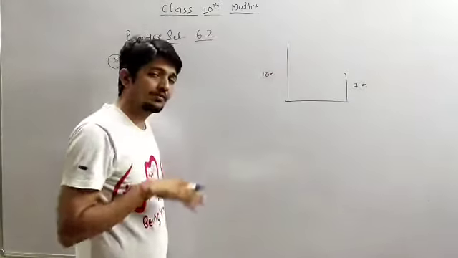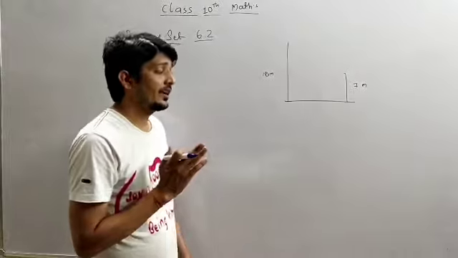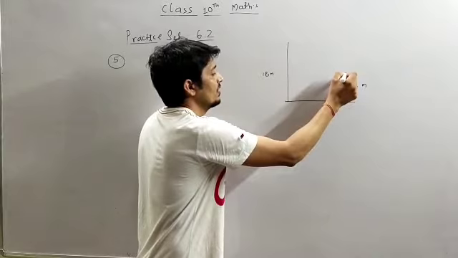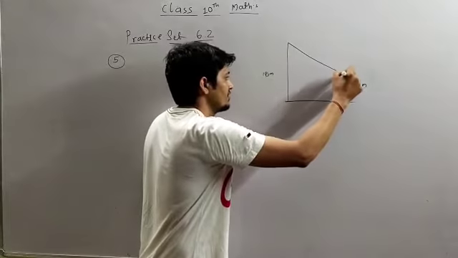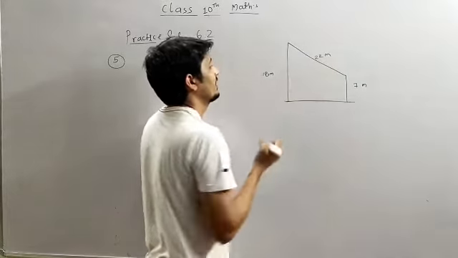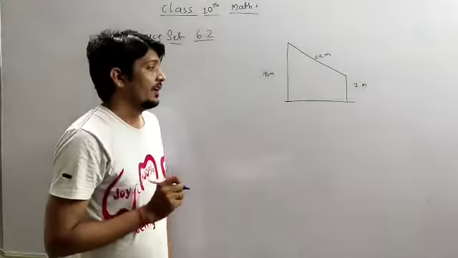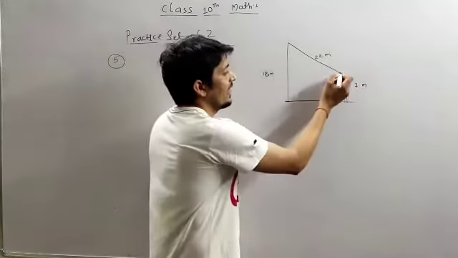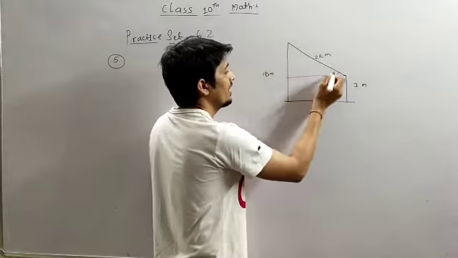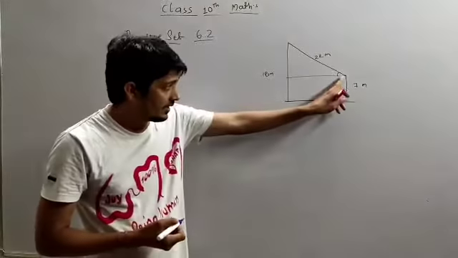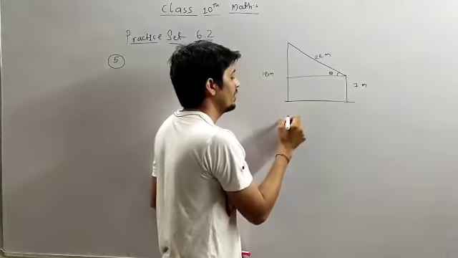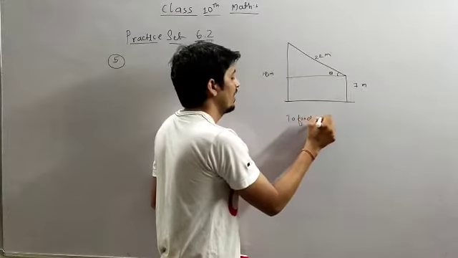A wire is fenced from the top of the first pole to the top of the second pole, and the length of the wire is 22 meter. Then we have to find the angle which is formed by the wire and here. Suppose this angle is theta, so we have to find theta.